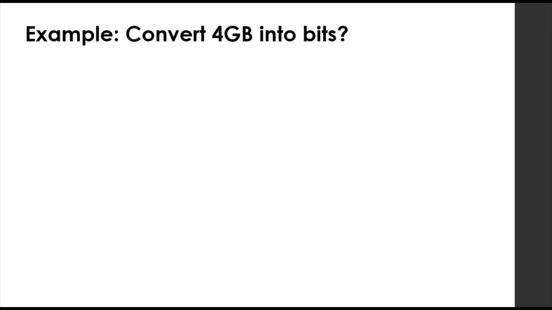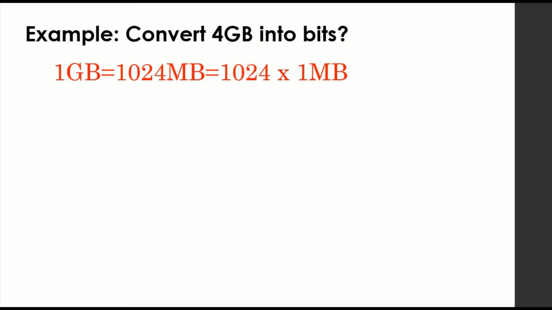Then a simple example is to convert 4 gigabytes into bits. So to do it, first of all, let's see what 1 gigabyte is equal to. So 1024 megabytes are called 1 gigabyte. Then this one can also be written as 1024 times 1 MB. Nothing changes on this expression.